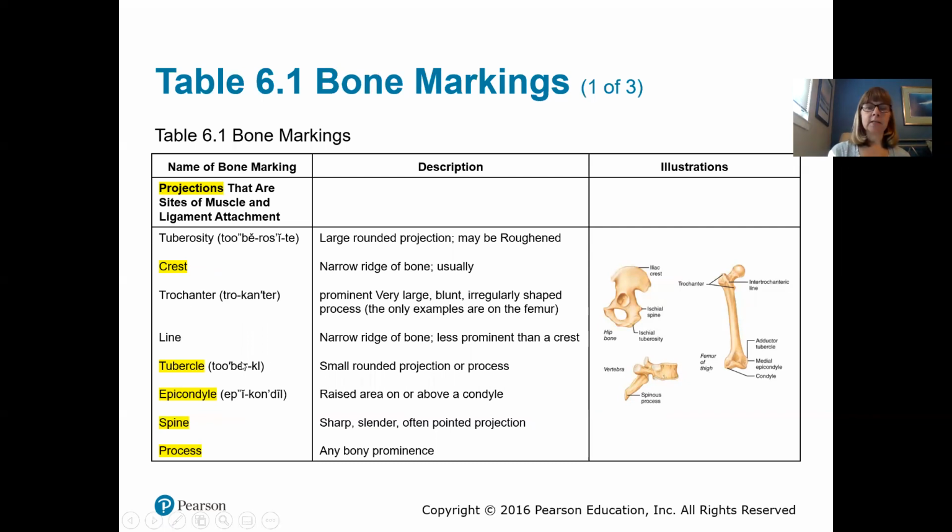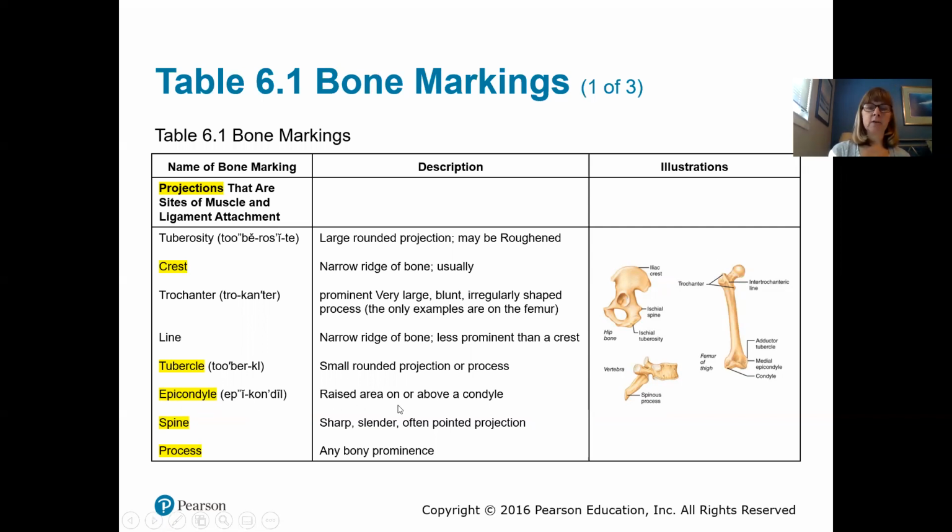Tubercle. This is a small rounded process or projection. And I think of the tubercle down here. So here is your femur, and this is the tubercle right down here. This is the ball of the femur, so that's what would go into your hip. That would go right into there. And this is the tubercle.